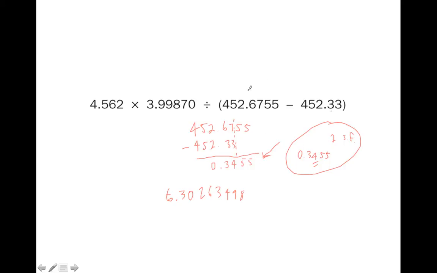Well, it's a multiplication and division problem. This number's got 4 sig figs in it. This number's got 1, 2, 3, 4, 5, 6 sig figs in it. And what's this number got in it? 2, right? Because of the addition and subtraction problem I did right here. So this is going to have to be reported to 2 sig figs because it's a multiplication and division problem. 6.3. Okay, hope that's helpful.